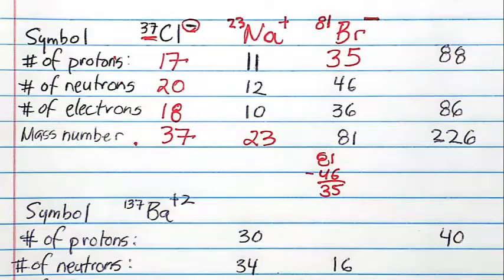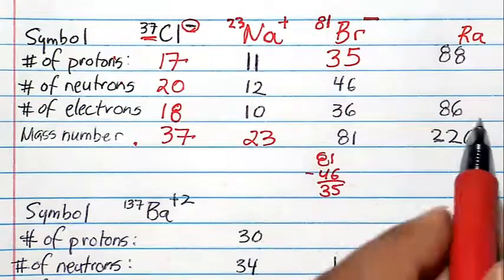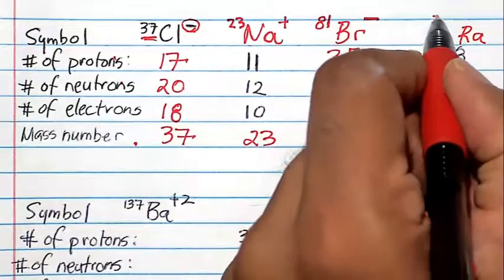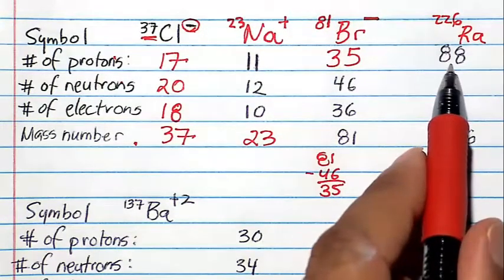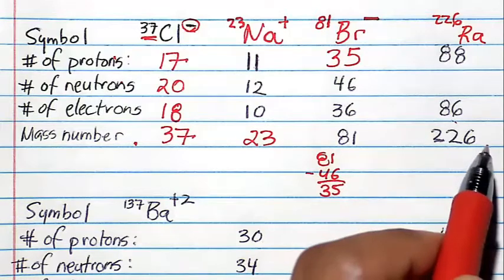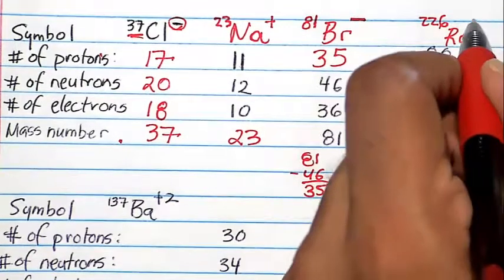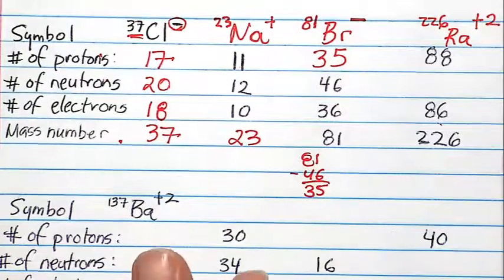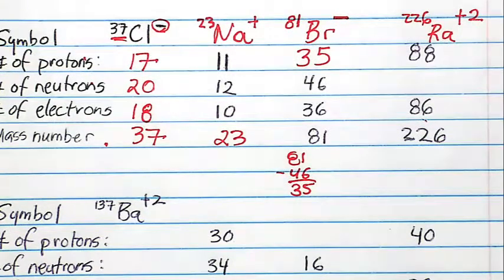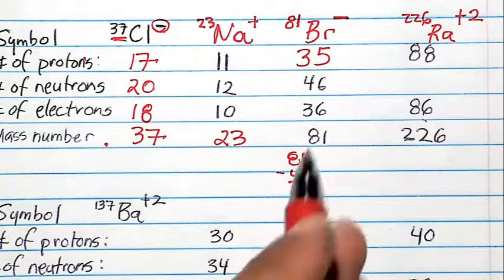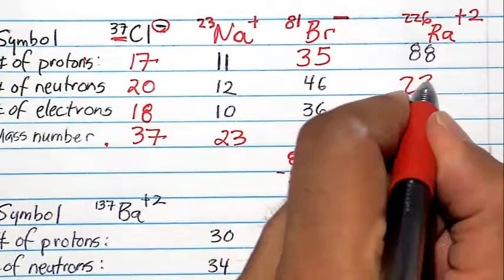Number of protons is 88, Ra. The mass number is 226. It has 86 electrons in an element that has 88 protons, so this has lost 2 electrons. When you lose 2 minus charges, you become positive, so positive 2. The number of neutrons is going to be 226 minus 88, 138.